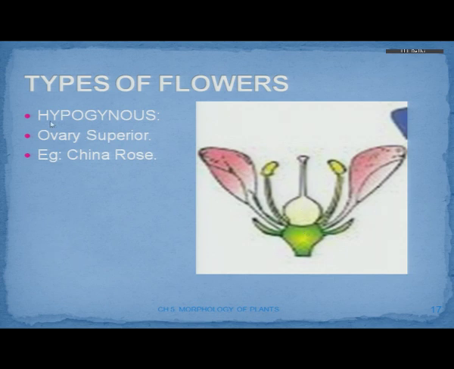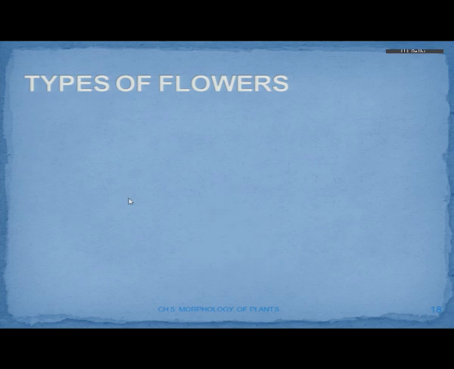Such condition is also known as hypogynous condition. The flowers are known as hypogynous flowers. Hypo means below and gynous represents the female parts. Hypogynous means that the rest of the organs are arising from beneath the ovary or the female part. Example is China rose. In China rose you can find a superior ovary.